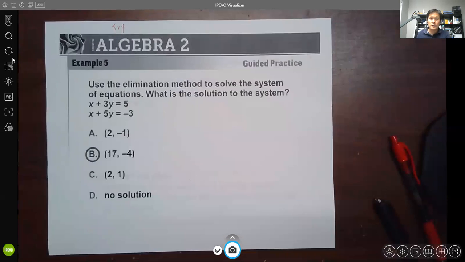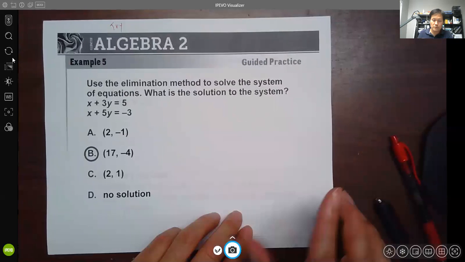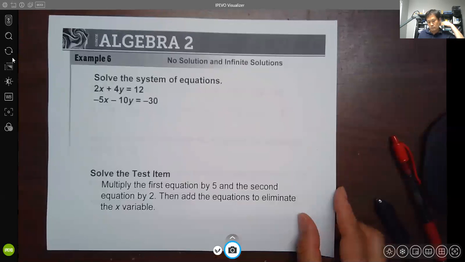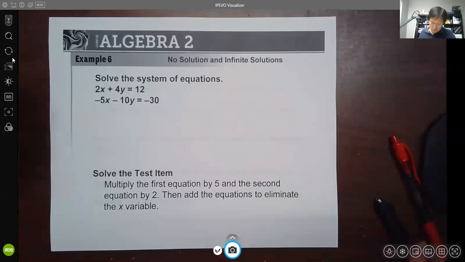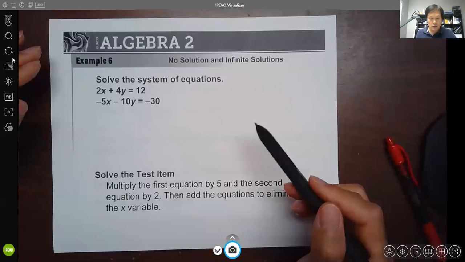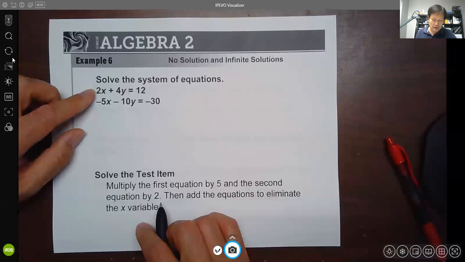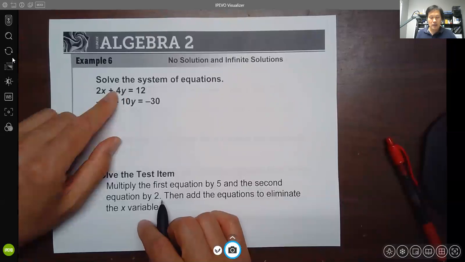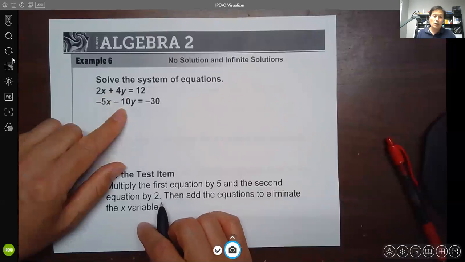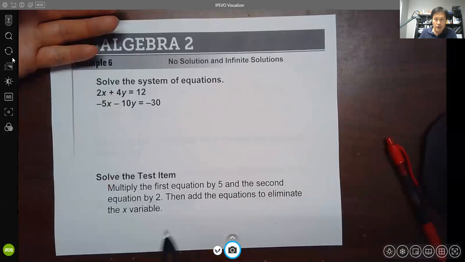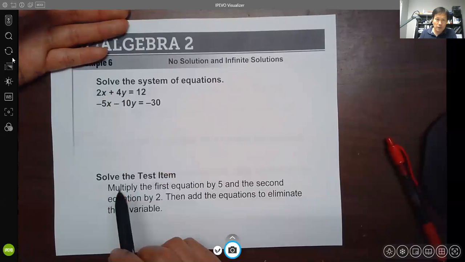Okay, you try, please, elimination. Pause the video, try it. Okay, you can still use elimination. The only thing here is, if you look at the coefficient of x, 2 and minus 5, it's not ready to be eliminated. Look at the coefficient of y, 4 and minus 10. It's not going to work nicely. So one thing you can do is make them have the same coefficient by multiplying.